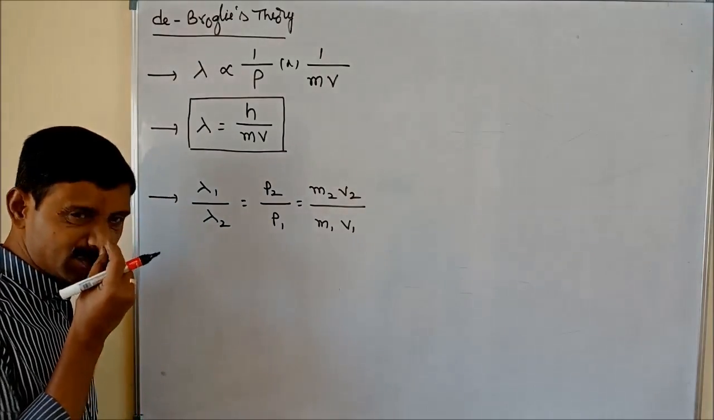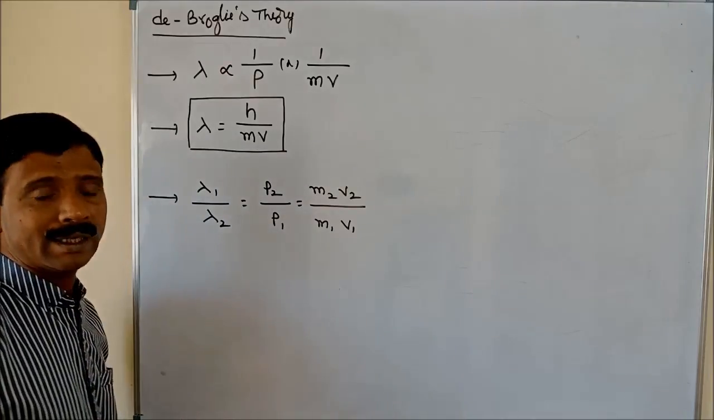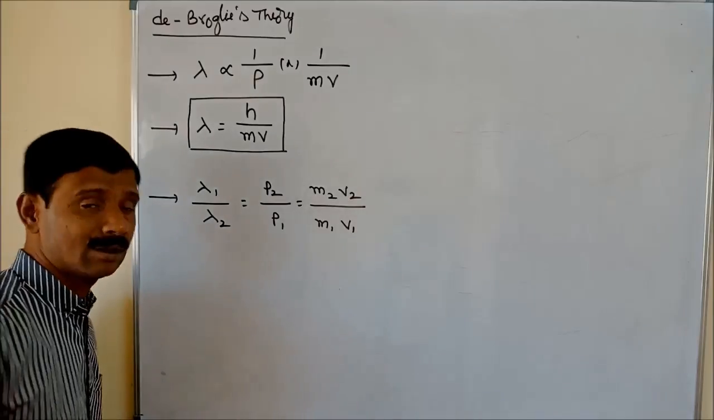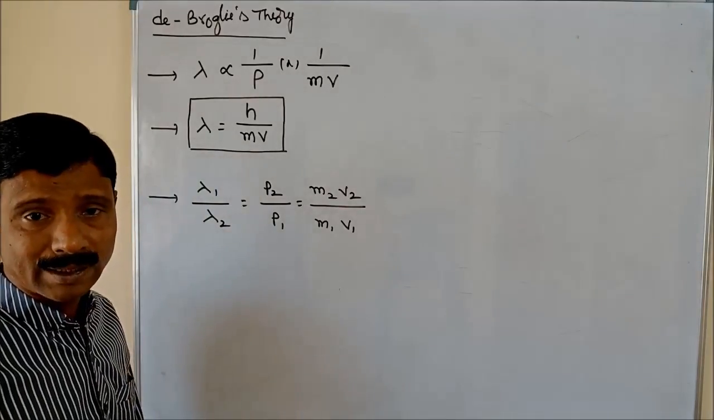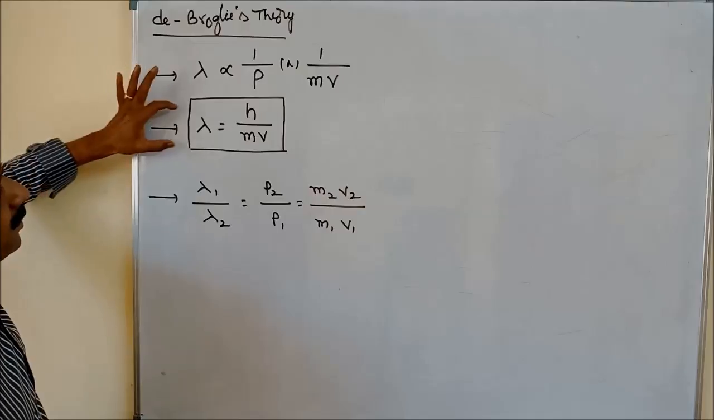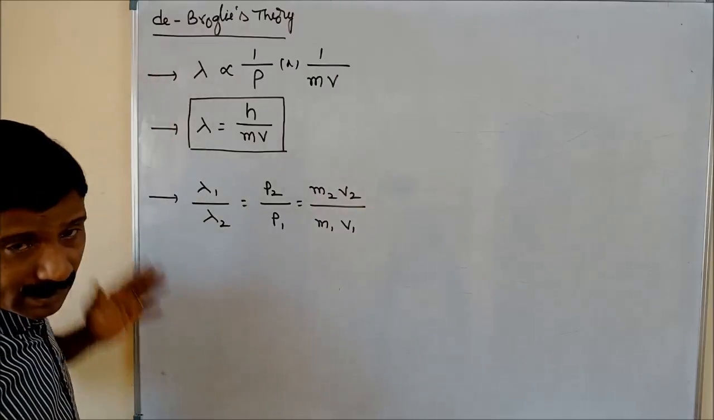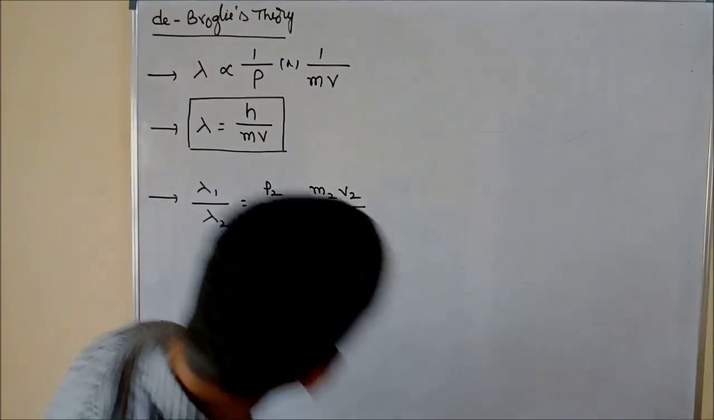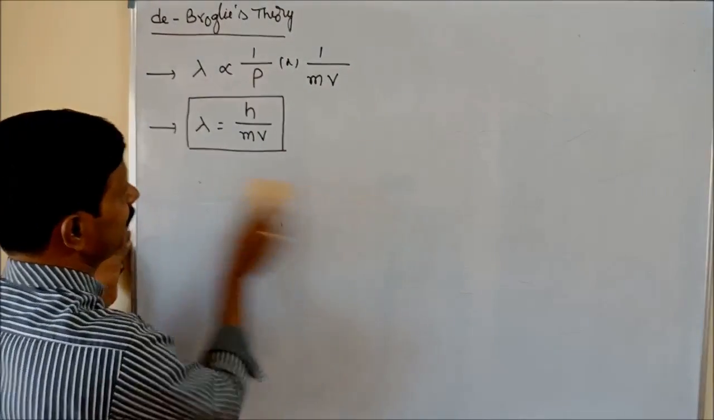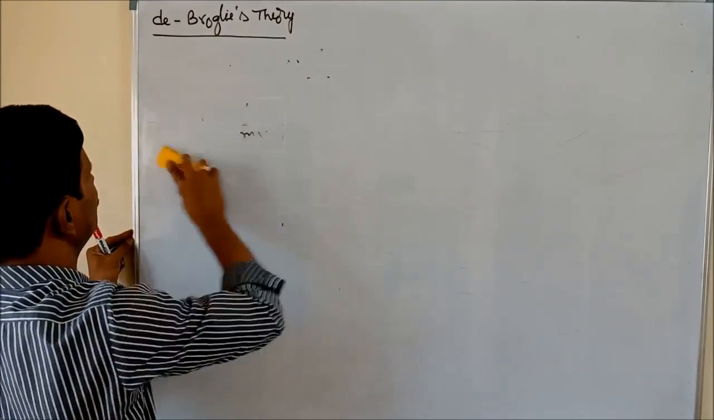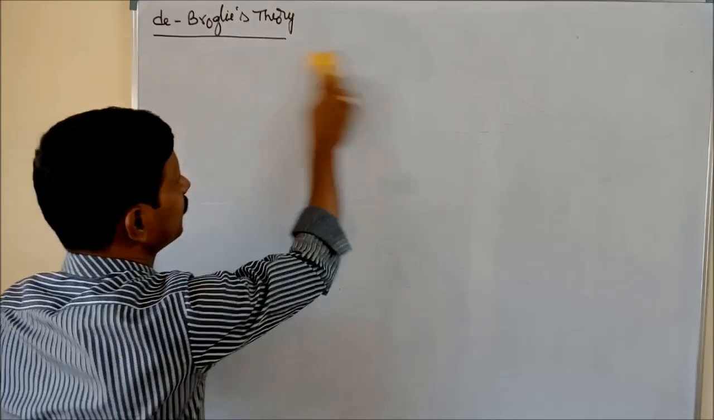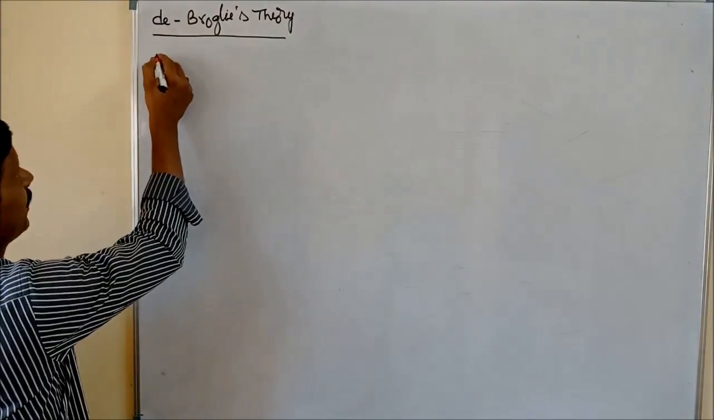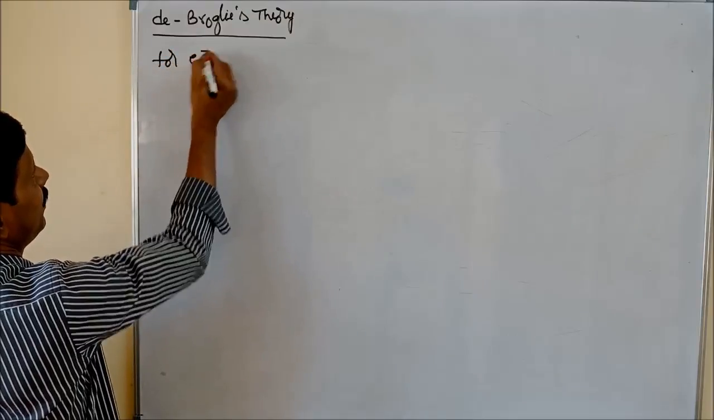And now we are going to consider this concept for the electron. So for an electron, what are the different relations that we require? For that, just remember this formula: lambda equals h by mv. Now we will go for the electron. As far as the electron is concerned, since lambda equals h by mv, let us express it in terms of kinetic energy.